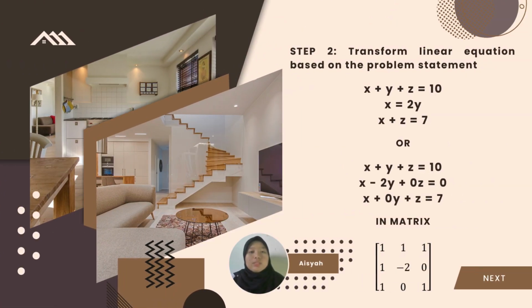Next, the linear equations are formed in accordance with the problem description. First, the total number of rooms in the house must be 10, so X plus Y plus Z equals 10 is the linear equation for it. The second problem description, which could be expressed as X equals 2Y, states that the house should have twice as many bedrooms as bathrooms. We can rewrite this as a linear equation: X minus 2Y plus 0Z equals 0.